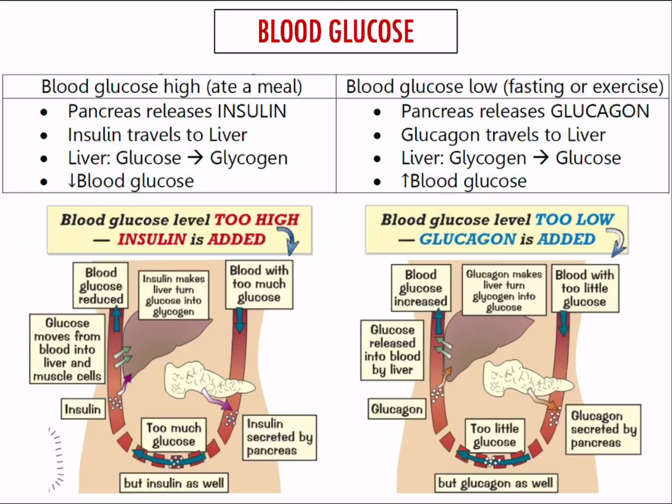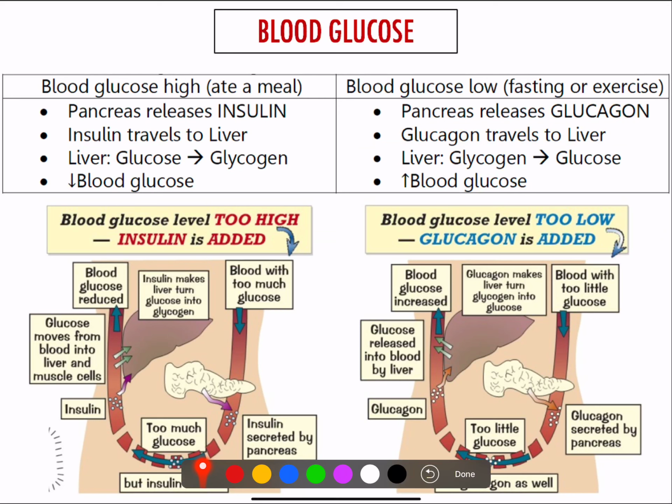Okay, moving on to blood glucose. So blood glucose is quite important because again, maintaining it prevents you from having diabetes. With blood glucose, you have 2 scenarios. One scenario is if you have too much glucose in your blood, and the other one is if you have too little glucose. So let's look at the left one. Now, the main 2 organs that are involved are the pancreas, which creates the hormones, and the liver. Okay, so let's say a person has just had a meal. Their blood glucose levels are going to increase.